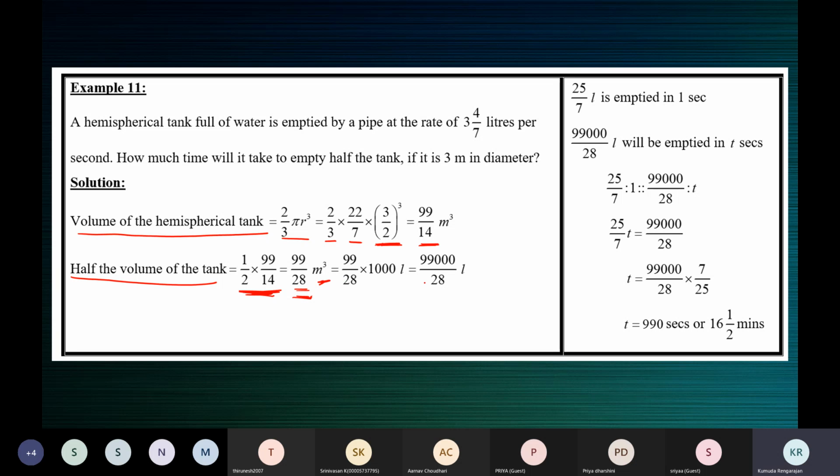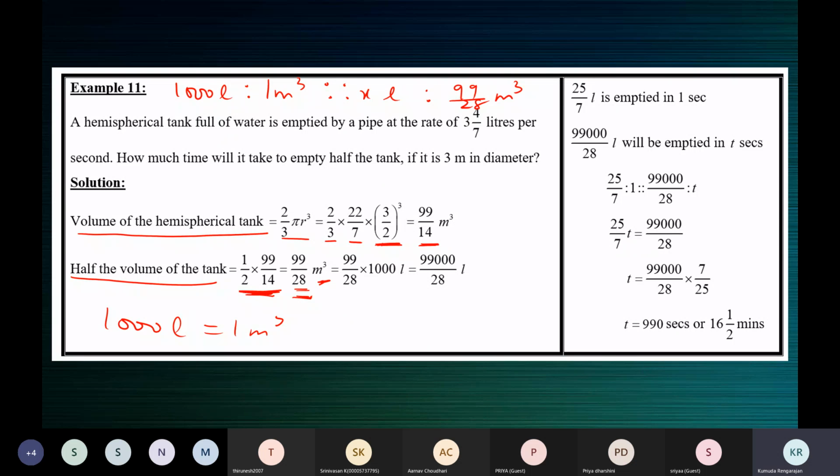Convert this meter cube to liters. If you don't remember, this is the conversion: 1000 liters is 1 meter cube. You can always use the proportion again if you don't know, if it is in the exam and you're nervous and don't know whether to divide or multiply. 1000 liters is to 1 meter cube as how many liters is to 99 by 28 meter cube.